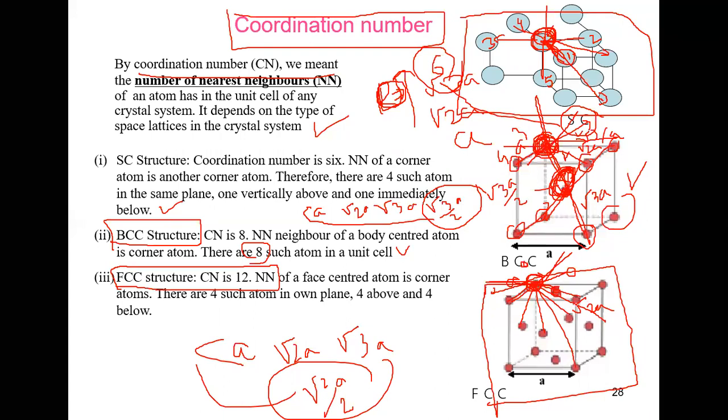If we draw this one, another atom will be located over here. This distance is a by 2, this distance is also a by 2, and so that distance will be, by Pythagoras, root 2a by 2. Similarly for this wall, and this wall, and this wall. So another 4 atoms are in the upper plane, and 4 atoms in the lower plane. Okay, let me tell you again.